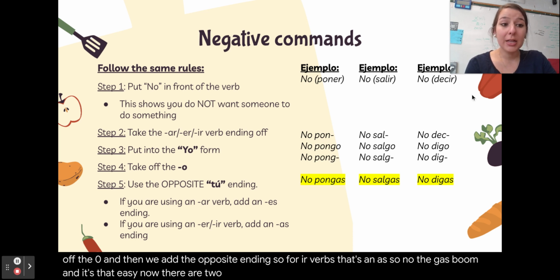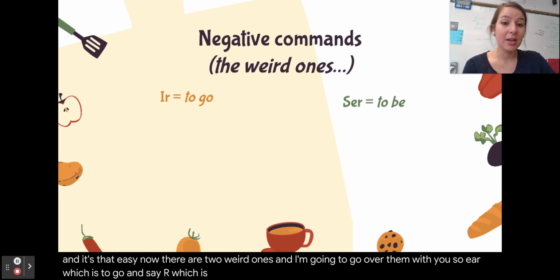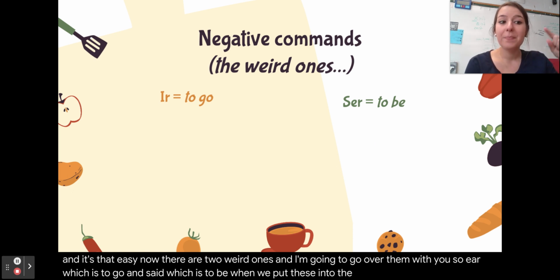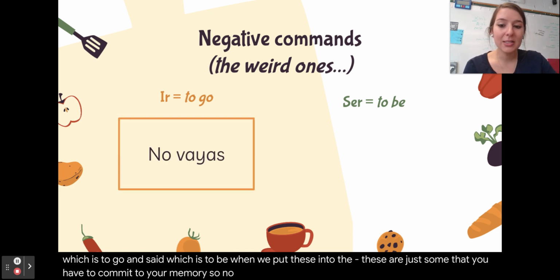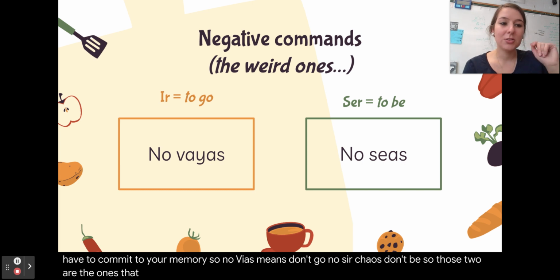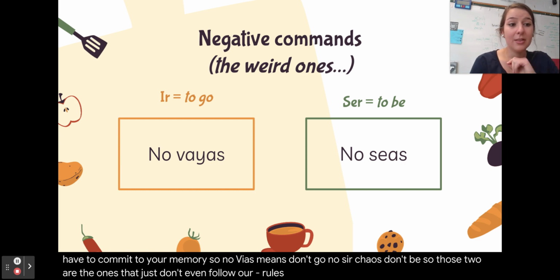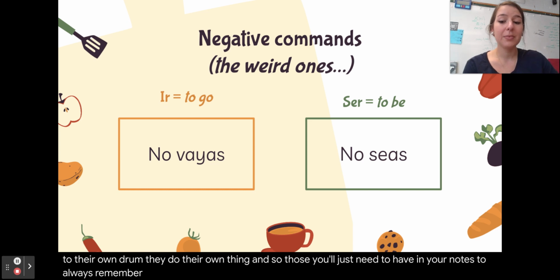Now, there are two weird ones, and I'm going to go over them with you. So ir, which is to go, and ser, which is to be. When we put these into the negative, these are just some that you have to commit to your memory. So no vayas means don't go. No seas, don't be. So those two are the ones that just don't even follow our negative rules. They're just weird. So ir and ser, they beat to their own drum. They do their own thing. And so those you'll just need to have in your notes to always remember.